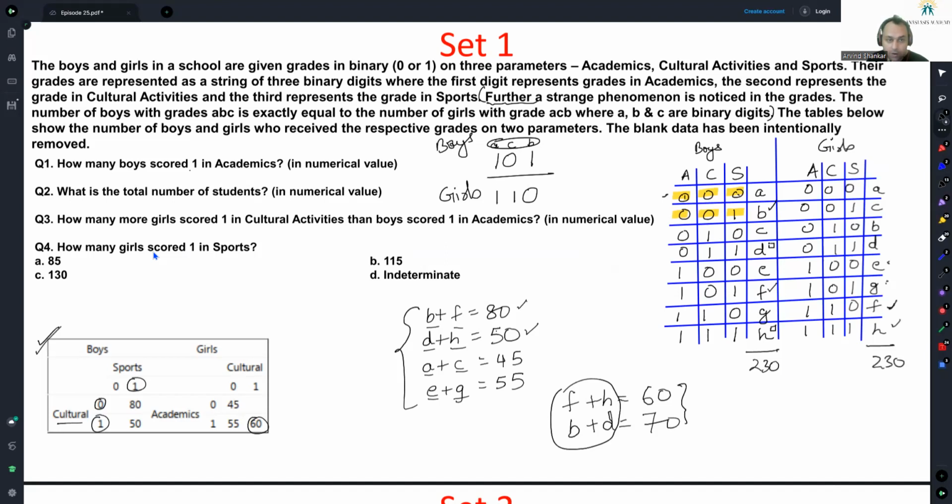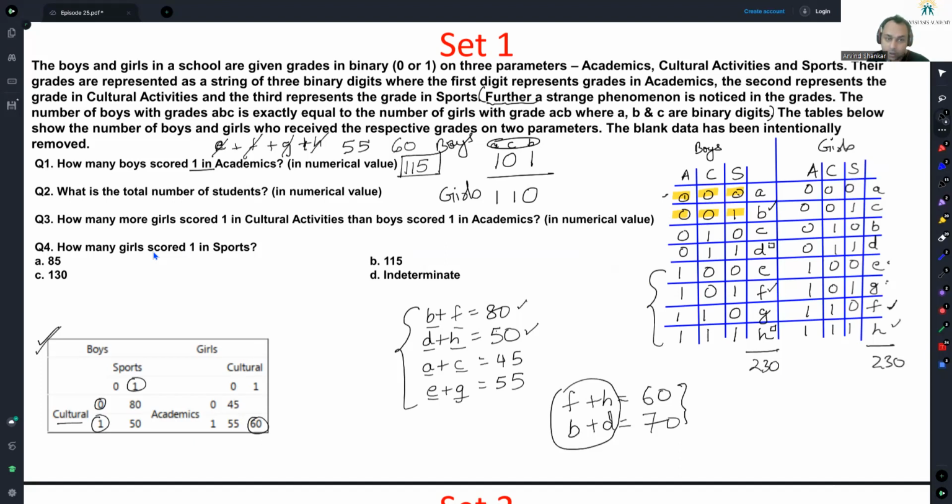How many boys scored 1 in academics? The boys who scored 1 in academics are E plus F plus G plus H. Do I know E plus G? Yes. These two I know to be 55. And do I know F plus H? Yes. These two I know to be 60. So 60 plus 55 adds up to 115. That is the answer to the first question.